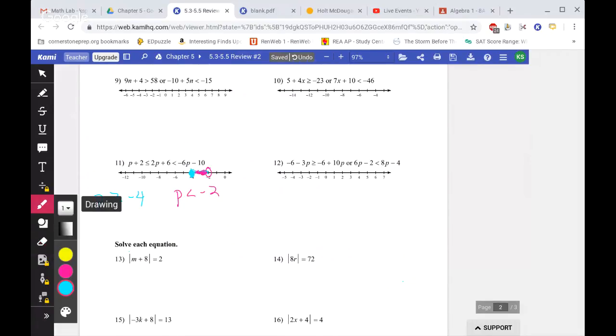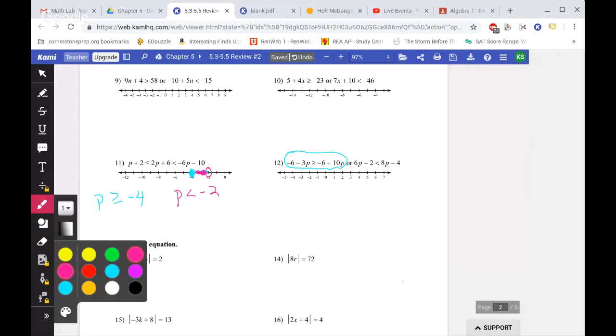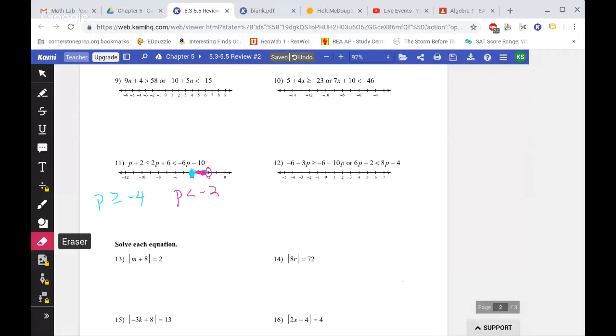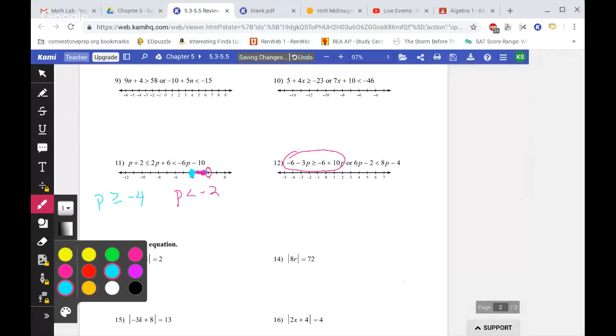So, all right, number 12. Once again, we have two different problems. This is one, and then this is one. That middle part, oh no, I lied. It's an or. My bad. Two different problems. Got this one. I almost didn't see that.